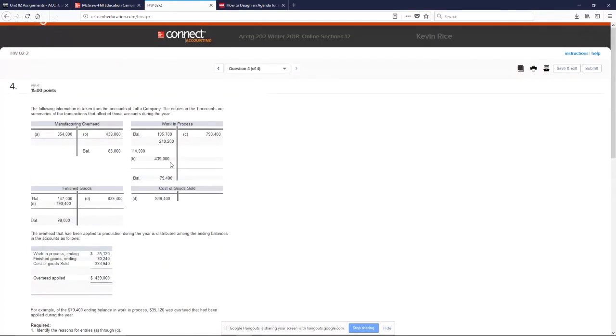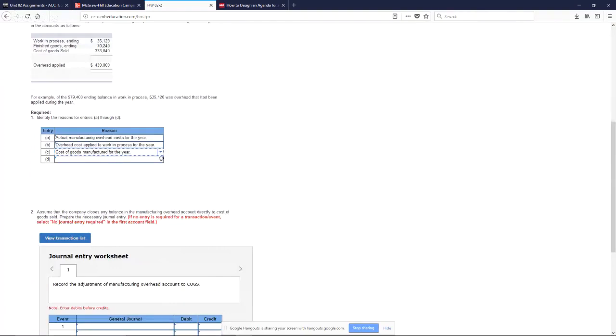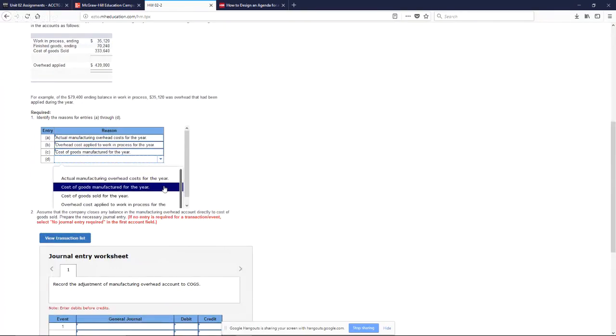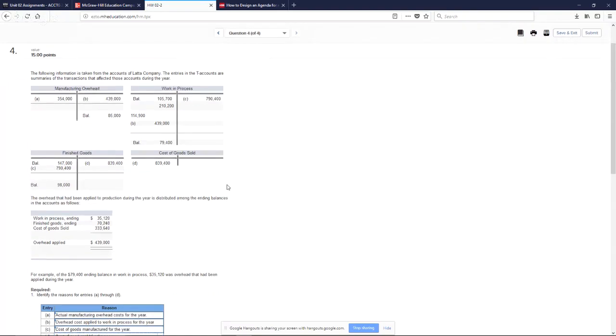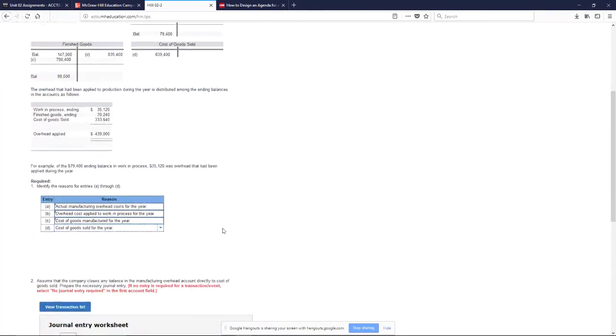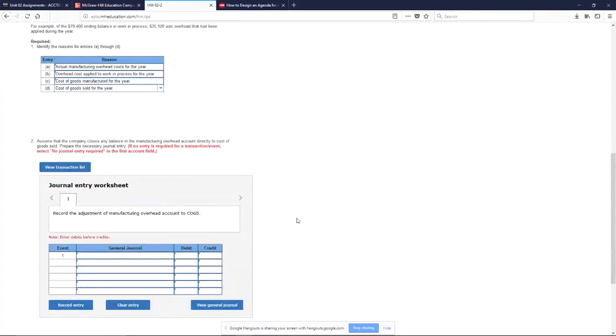Right. And then D is the last part, going from finished goods to cost of goods sold, and so they're shipped. So that's the cost of goods sold for the year. Yeah, that makes sense because it's just right there. This part I'm not sure if I got right, this last portion here.